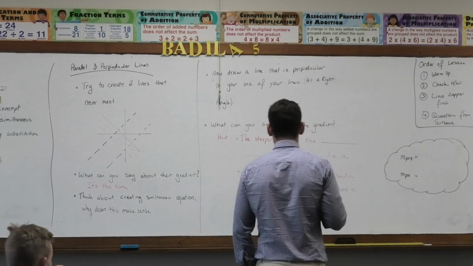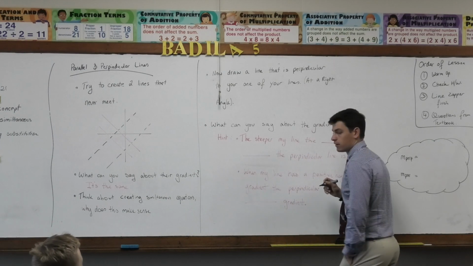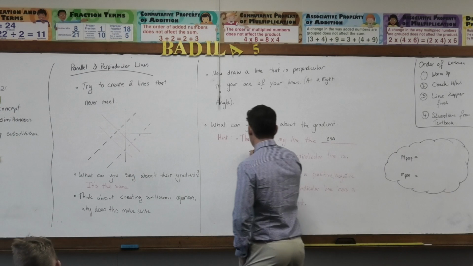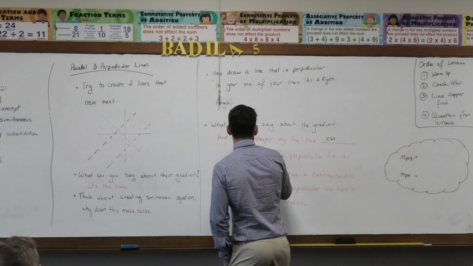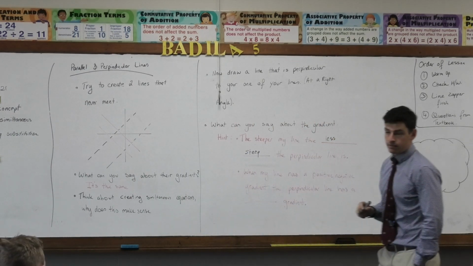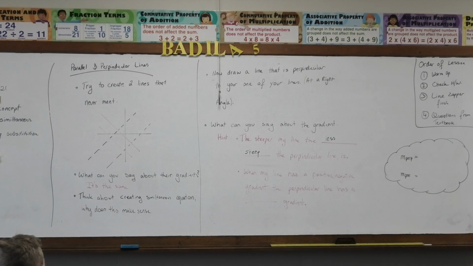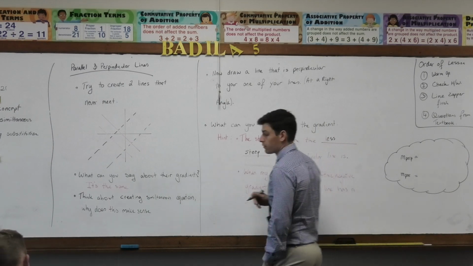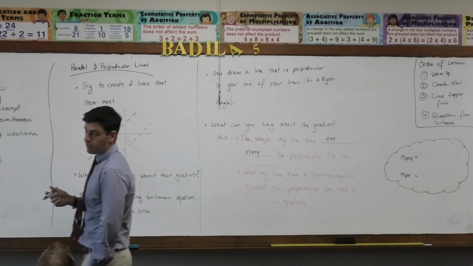So Mikey, the steeper my line got, the? More horizontal. Yep, or the less steep will work for me. The less steep the perpendicular line is, correct. When my line has a positive gradient, the perpendicular line has a negative. When my line has a negative gradient, the perpendicular line has a positive.